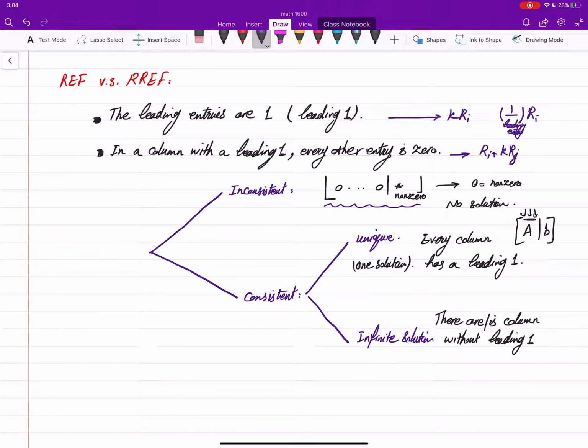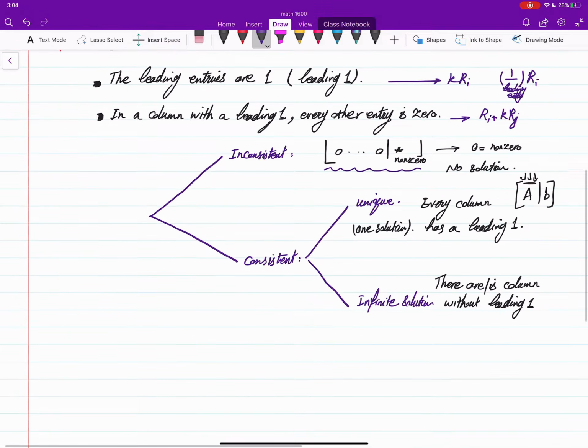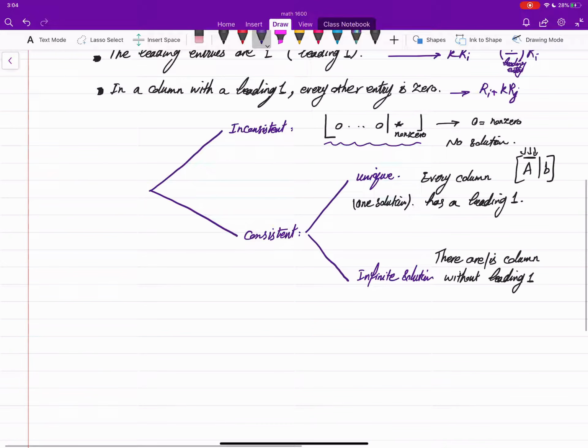And actually, you know that the parameters are important in those cases. The number of parameters is exactly equal to the number of columns without leading ones. For each of these columns, you assign one of these parameters and try to solve the system. Okay, so after putting down all these things, now it's time to do some examples.